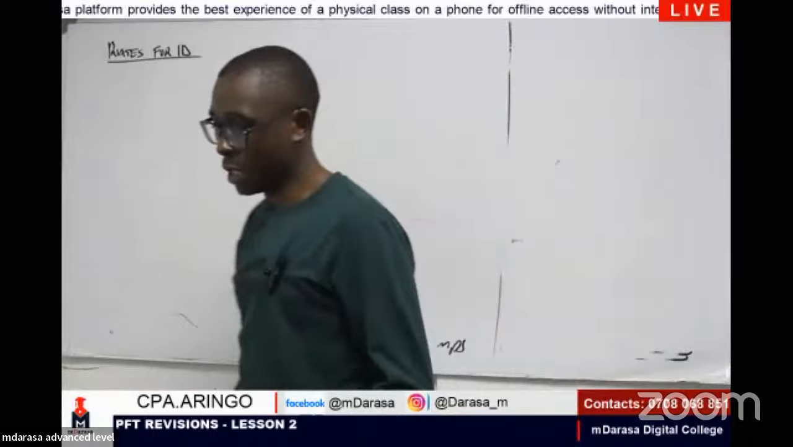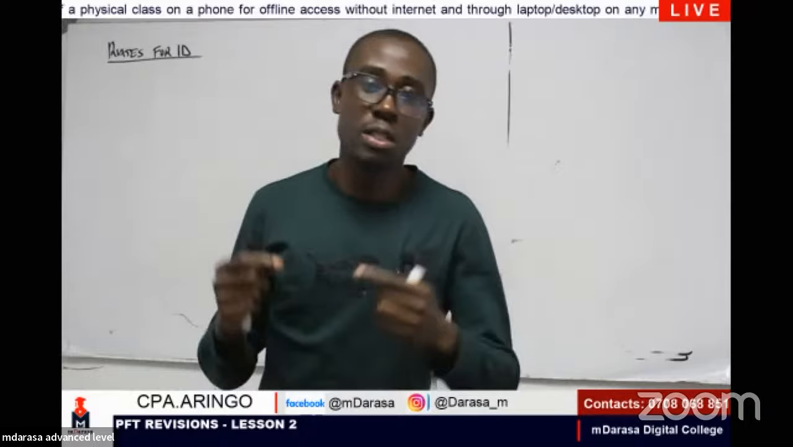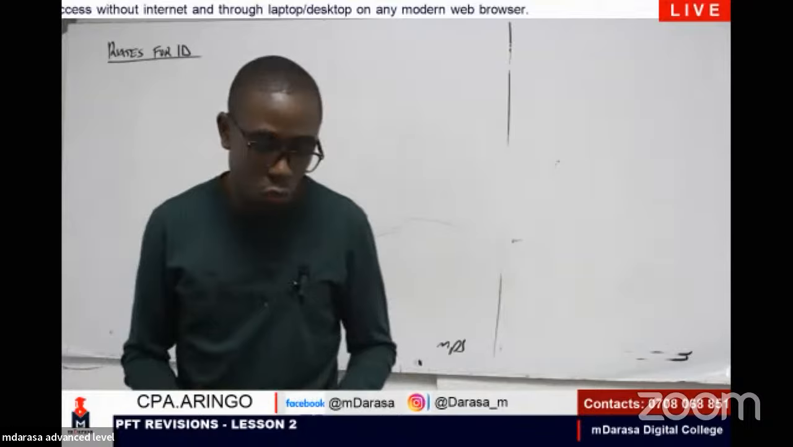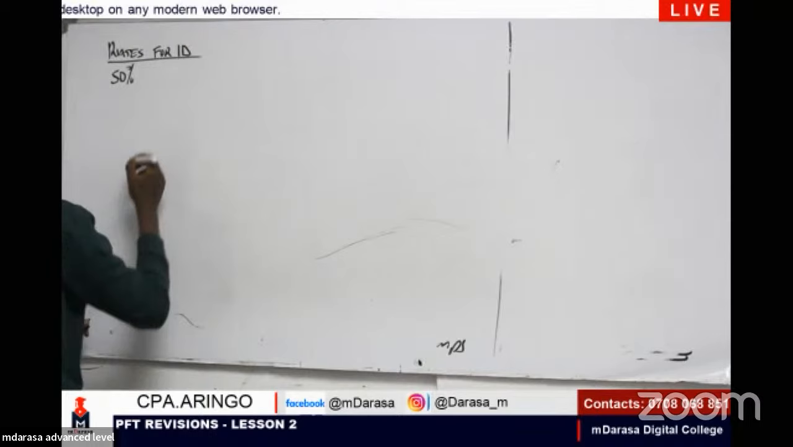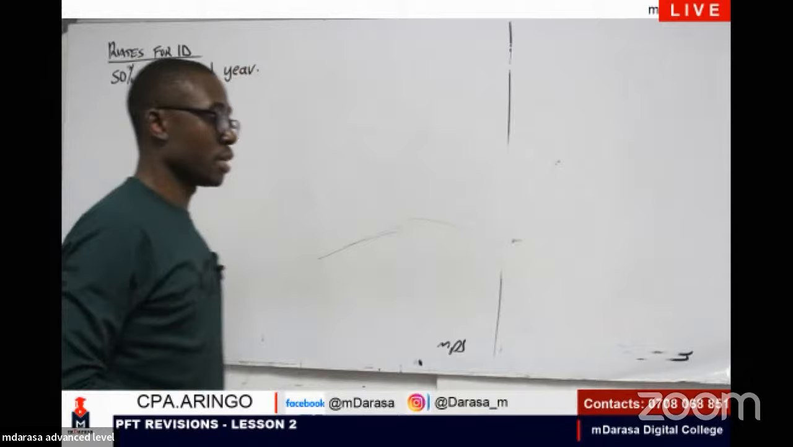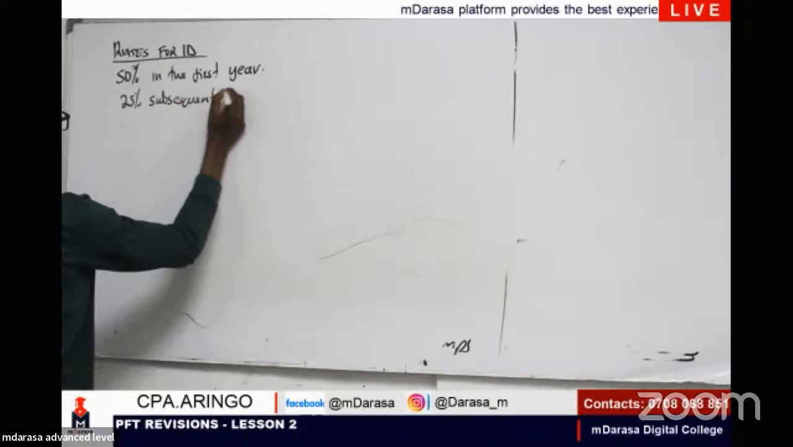of 100% for the items in ID. But under the new rates being used now, there are amendments which have been made, but for us, we are basing this on the rates applicable from 2022. So we normally tend to talk of 50% in the first year, then 25% in subsequent years.